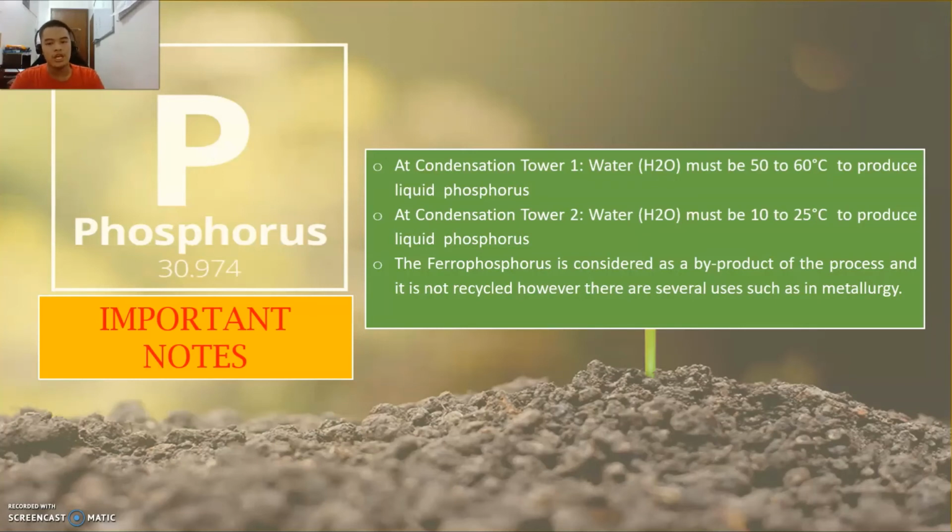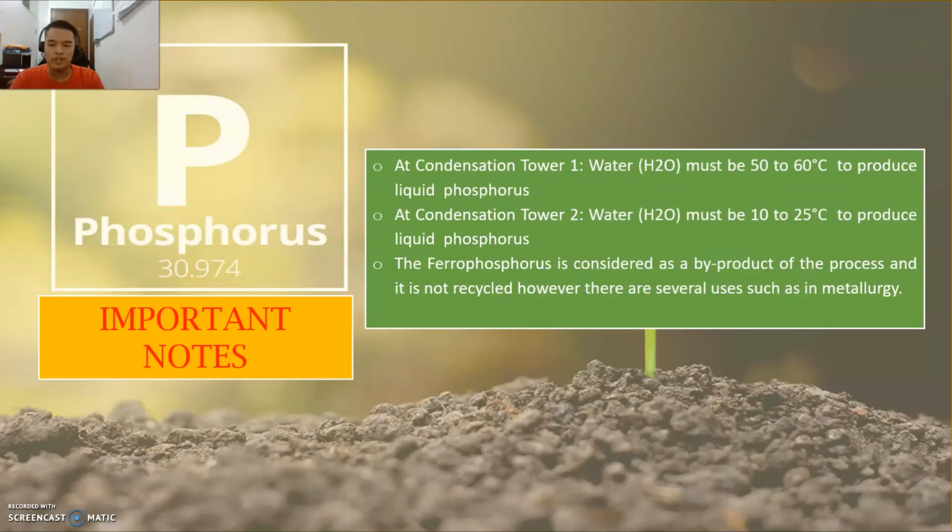And at condensation tower number 2, water must be at 10 to 25 degrees Celsius to produce, this is a typo, this is supposed to be solid white phosphorus. Solid white phosphorus at water must be 10 to 25 degrees Celsius at condensation number 2.